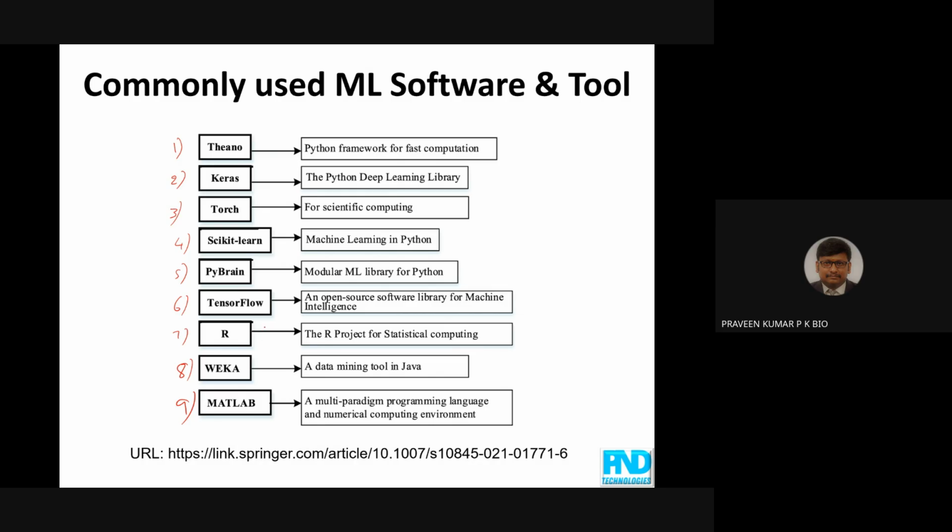And if you see these, initially the first ones generally use Python programming code, but R is something different, where wherever we need statistical computing, we go with R. And Weka is of course a data mining tool developed in Java.